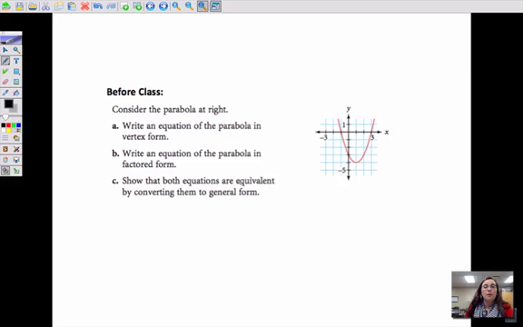And then before class, I want you to use this parabola here and in your notes to write the equation in vertex form and in factored form. And then this part right here, show that the equations are equivalent by converting them to general form. So use those skills from LT1 to convert it to general form. Bring that with you to class next time.